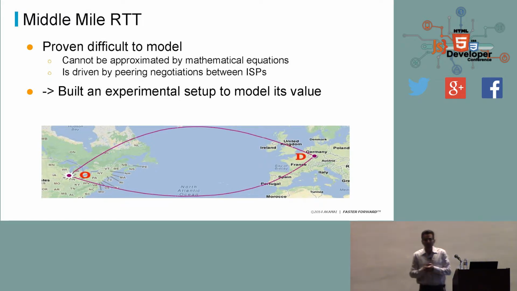So the middle mile RTT is probably the biggest reason why I couldn't find, quote unquote, a good model on the internet about this problem. It's because you cannot approximate it by a mathematical equation, no matter how complex.